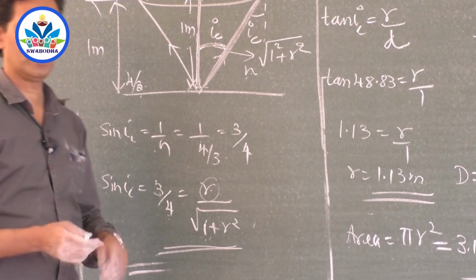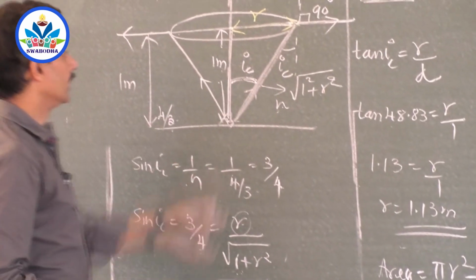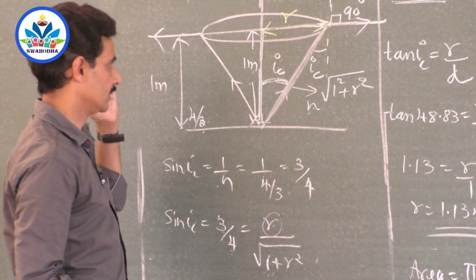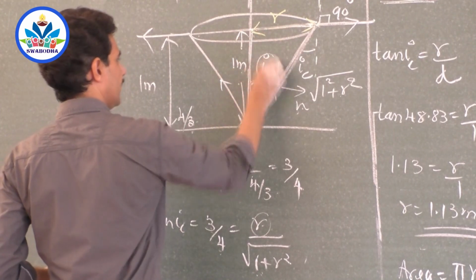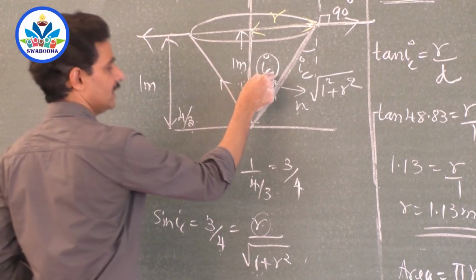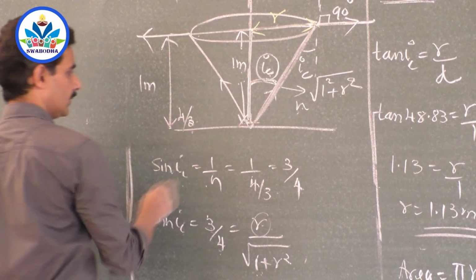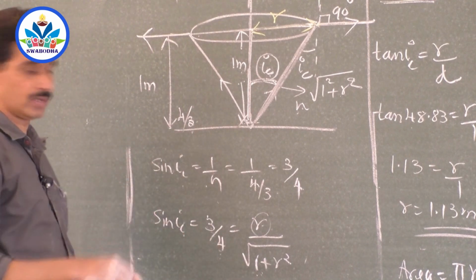And you must be able to do this problem in the reverse order also. How? Suppose the radius is given, how to find out the refractive index? If radius is given and depth is given, first find out the critical angle, or sin IC. Opposite side by depth is sin IC. Then you can find out IC. And then sin IC is 1 by n. So you must be able to put it in the reverse order.